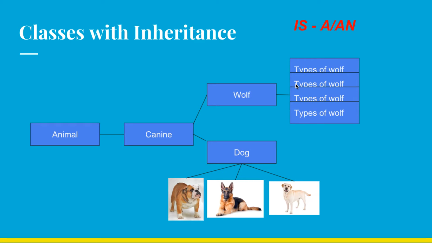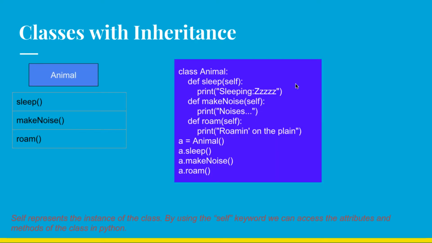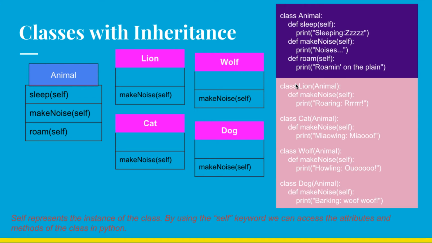Instead, we need a way by which we can write code that is reusable. So this is where inheritance comes into play. Whenever we design any kind of software by using the object-oriented principle, we use inheritance. Here you can see in this example the animals. We know all animals have this same type of behavior, that is the sleep, make noise and roam.